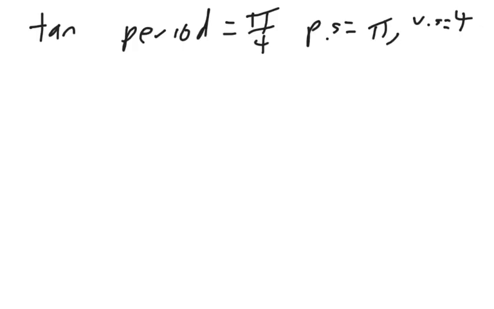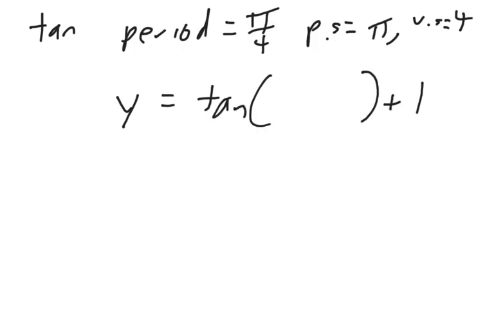Alright, we're going to try another one of these where the tangent and the period is pi over 4, the phase shift is pi, and the vertical shift is 4. So we got tangent plus 4. We set pi over k equal to pi over 4.